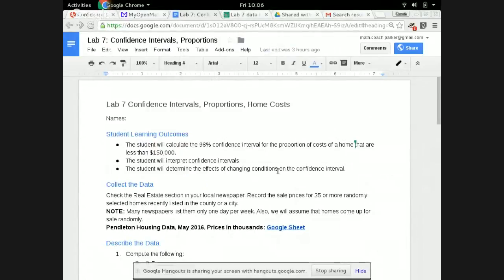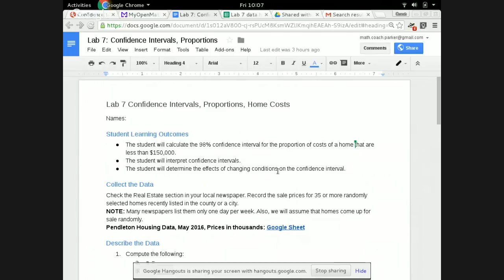Okay, so last week we took a look at what was the average home price in Pendleton based on a sample that was sort of random from some online data about home prices. And we came up with an average value, and then we increased the confidence interval and took a look at what happened. This week we're going to do a similar thing.